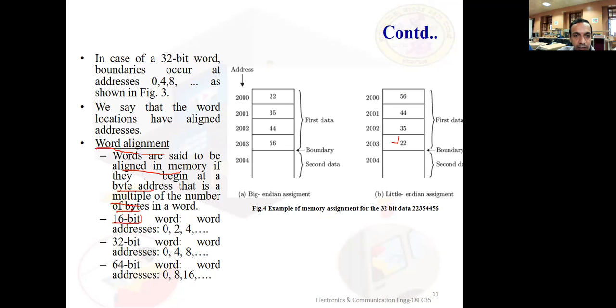Suppose you have a 16-bit information, that is a 2-byte information. So if the addresses are at 0 to 4, then it's aligned. Similarly, for 32-bit information, your addresses are at 0, at 4, at 8. This is what I have shown now. So they are said to be in aligned format.